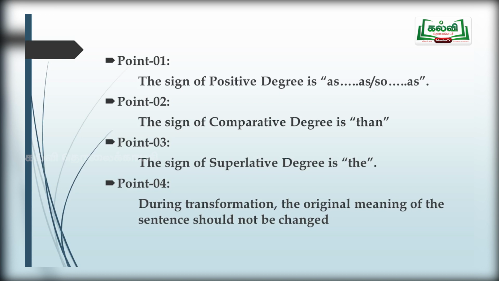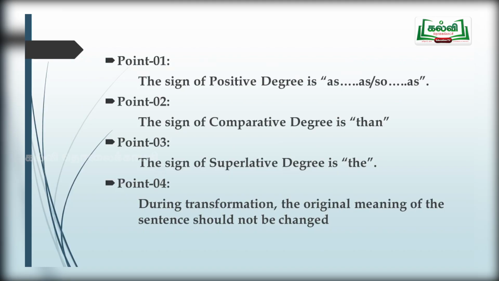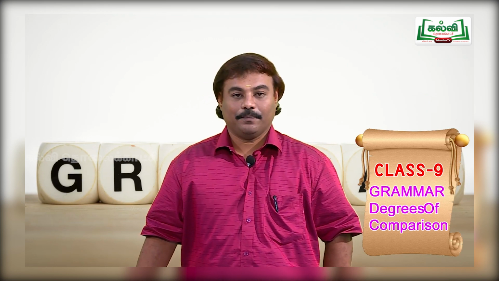See the next one. The sign of the comparative degree is than, T-H-A-N. Most of you will write T-H-E-N. Students, remember the spelling, it is than, T-H-A-N. The sign of the superlative degree is the. Remember, during the transformation of the sentence, the meaning of the sentence should not be changed. These 4 points you have to keep in mind.